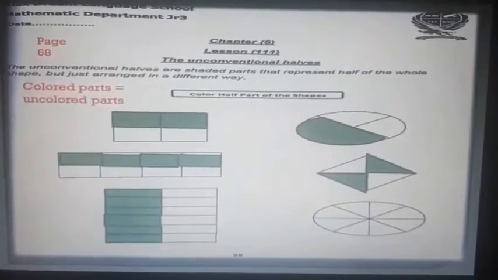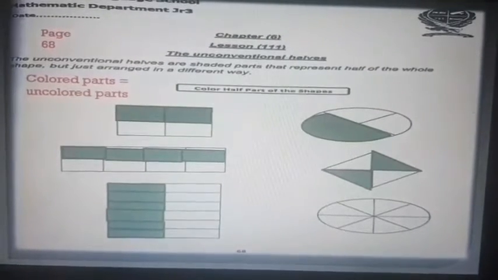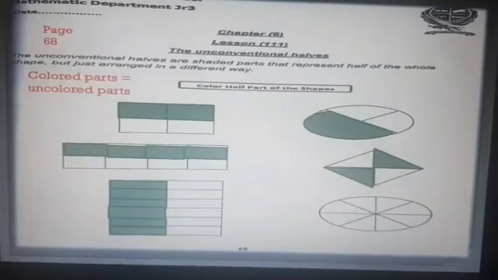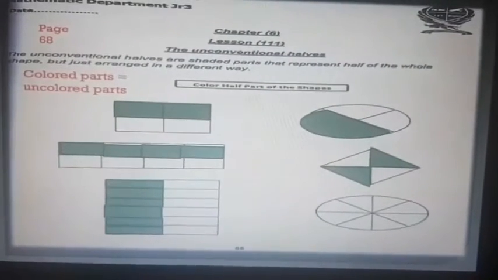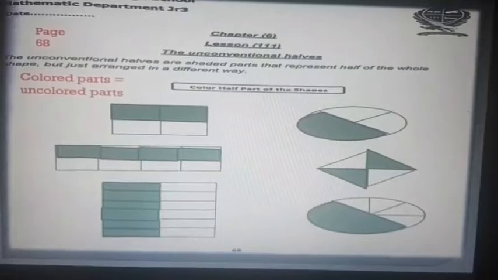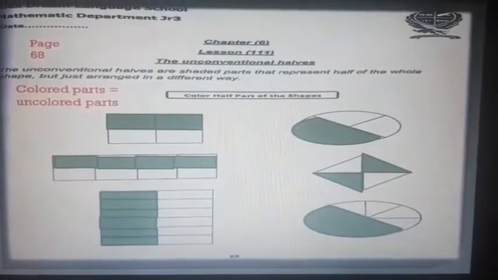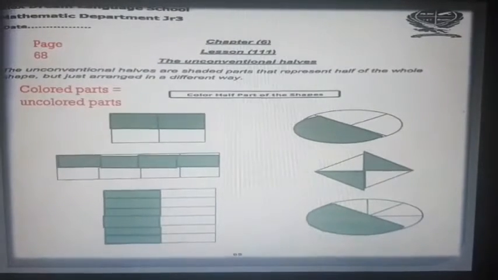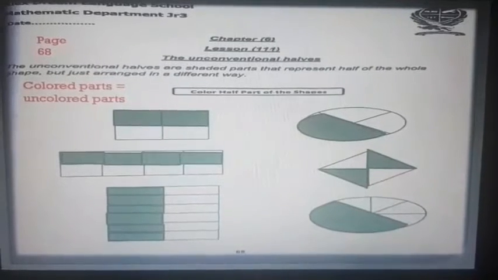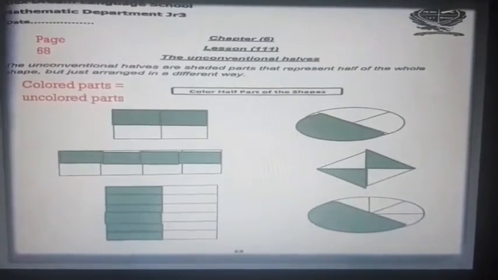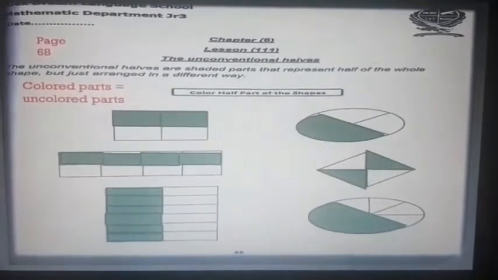And the last one I have here a circle, divided in 8 parts, 8 equal parts. And the half of 8, yes, it's 4. So I will color 4 parts to represent half. Now you understand how to get half of any whole shape. Please take your screenshot and answer it in your booklet, page 68.